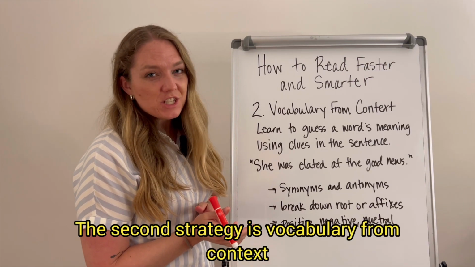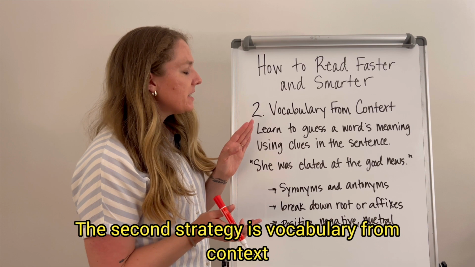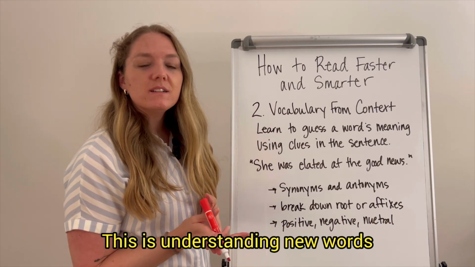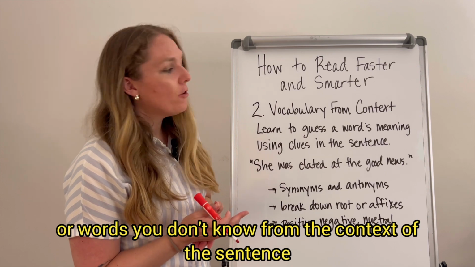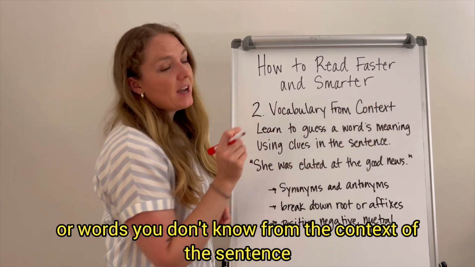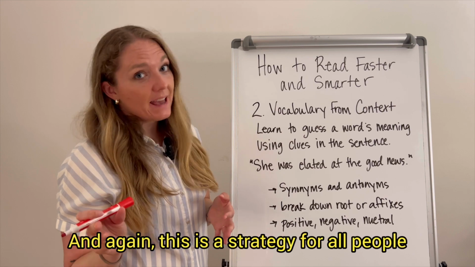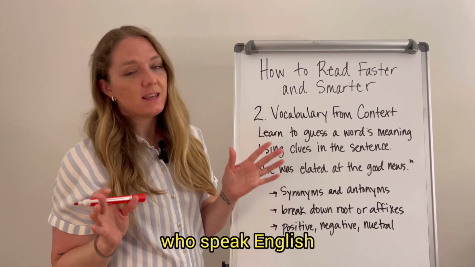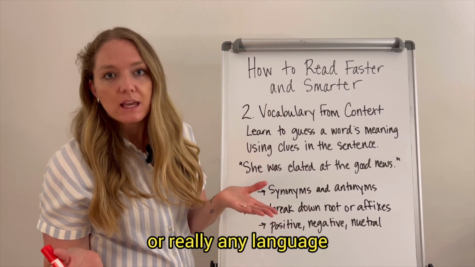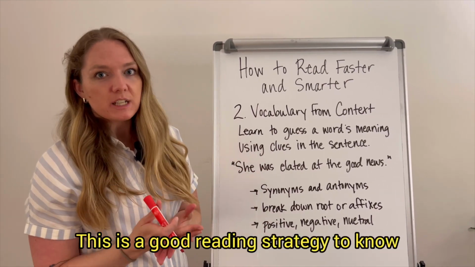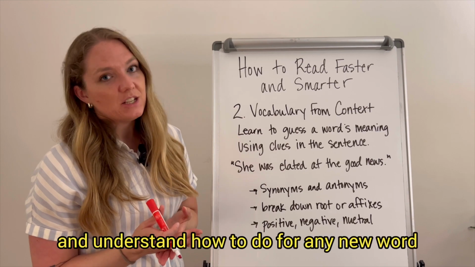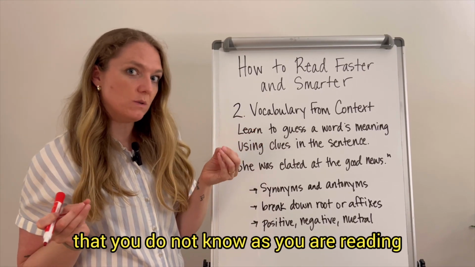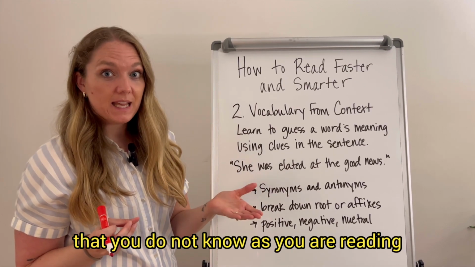The second strategy is vocabulary from context. This is understanding new words or words you don't know from the context of the sentence. And again, this is a strategy for all people who speak English or really any language. This is a good reading strategy to know and understand how to do for any new word that you do not know as you are reading.